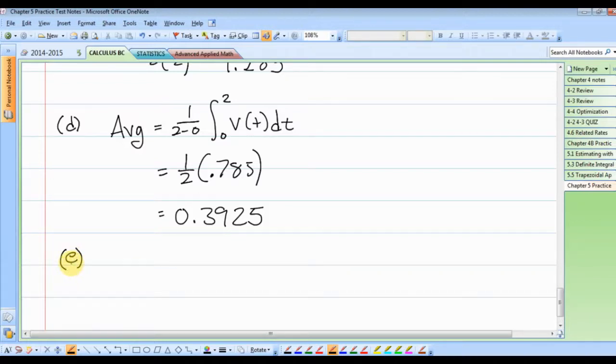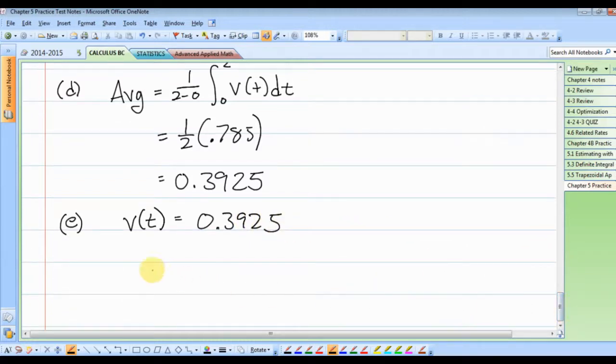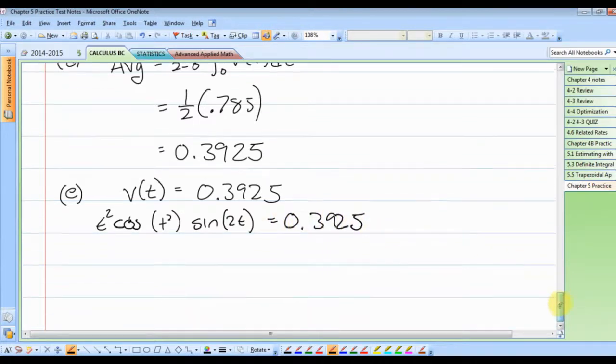E. When does the velocity first reach the average velocity? When is the velocity equal to 0.3925? When is t squared sine of t squared cosine of t squared sine of 2t equal to 0.3925? This is when you use essential skill on the calculator number 1, solve an equation.